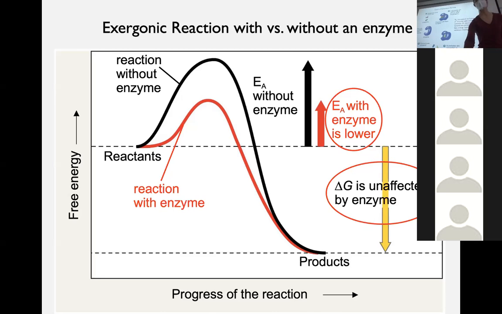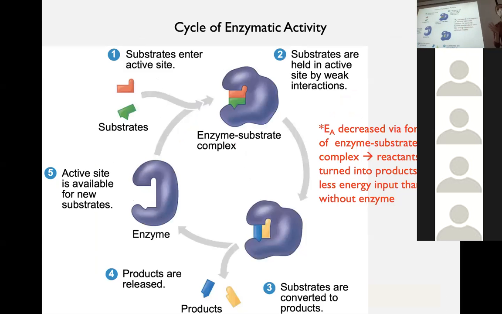You don't need to know this whole cycle. I just want to give you an idea of how this works because it's maybe a little bit hard to conceptualize. Here we have the substrates. They're the little green and orange pieces, and this big purple blob is the enzyme itself. So it all comes together.